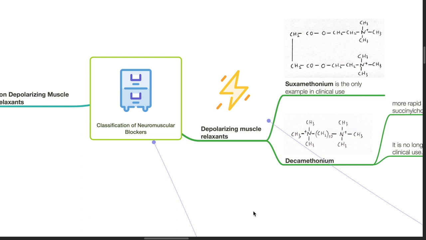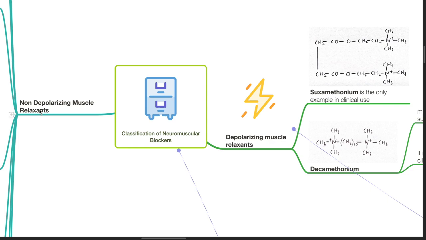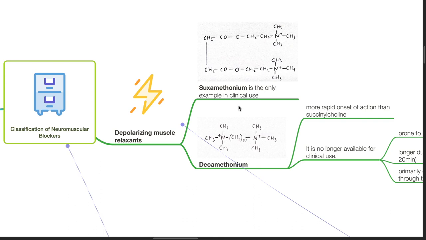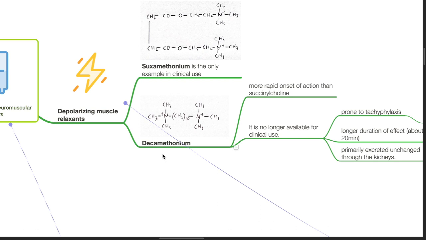Today we will be discussing Suxamethonium. Neuromuscular blockers can be classified into non-depolarizing muscle relaxants and depolarizing muscle relaxants, of which Suxamethonium is the only example in clinical use. A few comments on Decamethonium.